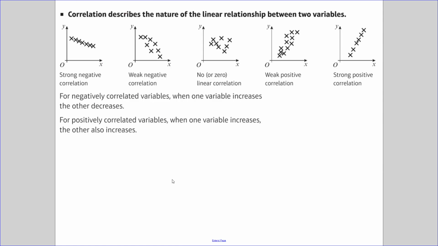Correlation, you've met this idea before. We can have no correlation in the middle. And if we go in a line going upwards, we start to get positive correlation. So this is weak and then strong. And going this way, we have weak negative, which is not completely in a line, but still a general trend going downwards. And this one here is strong negative. So this is the idea, negative correlation: as x increases, y goes down. And positive correlation: as x increases, y goes up.